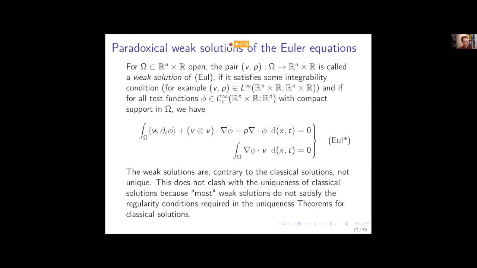Well, maybe I can show these on camera so you have reference. So we have the Euler equations here, just so you have them in mind. You can see that this first term, the integral of the inner product of v and dt phi, I hope you can see this, is basically the weak interpretation of the time derivative of the velocity. And so this v tensor v times nabla phi is the weak interpretation of this nonlinear term. And p times the divergence of phi is the weak interpretation of nabla p, and so on.